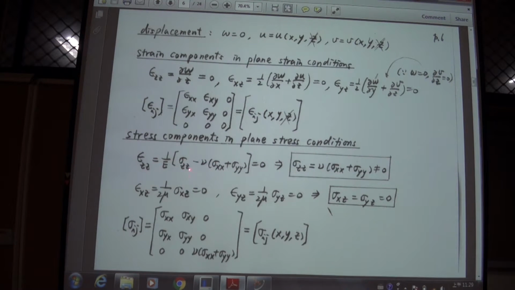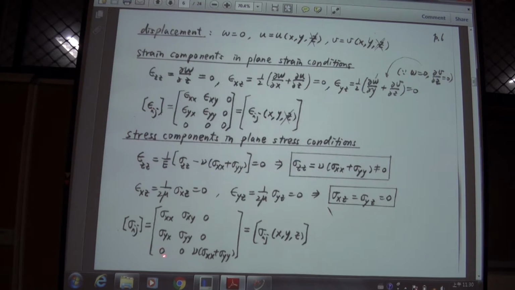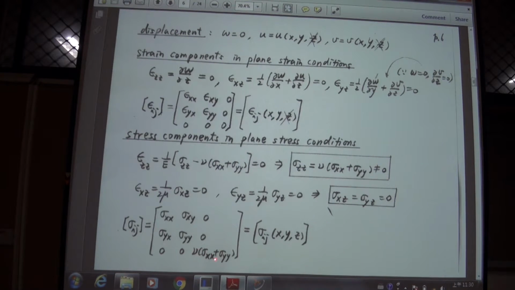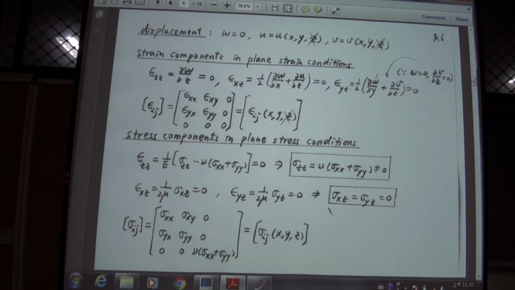Now we solve for sigma ZZ here and find that sigma ZZ equals nu times (sigma xx plus sigma yy), which means that sigma ZZ is not equal to 0. Okay, we summarize our relation in this matrix. Sigma xz equals 0, sigma yz equals 0, sigma zx equals 0, sigma zy equals 0, but sigma zz is not equal to 0. Okay? So let us do some comparison.